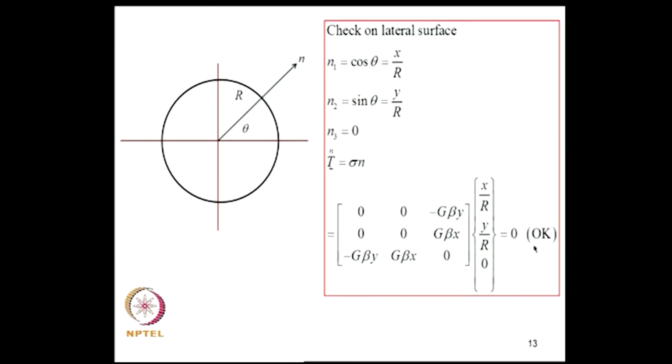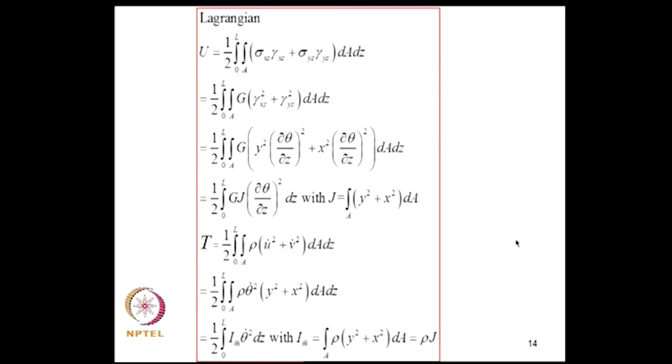So, the assumed displacement field along with the condition on beta is a complete solution to the problem. So, now let us formulate the Lagrangian for the system. This is the elasticity solution. Now, we need to develop the finite element solution for this, under vibrating conditions.